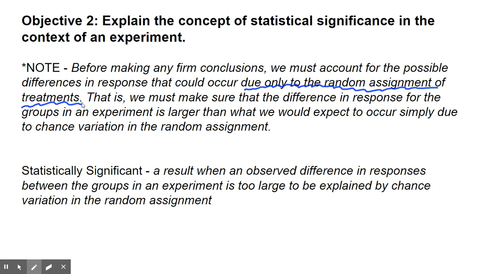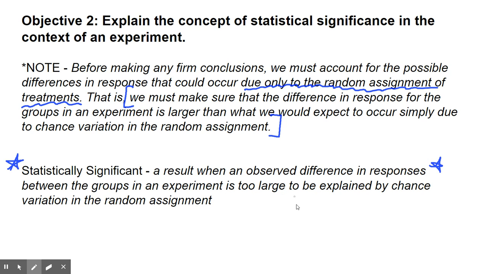And again, we make sure that the difference in the response for the groups in an experiment is larger than what we could expect to occur due to chance variation in the random assignment. Again, this is a very important sentence. We must make sure that the difference in response for the groups in an experiment is larger than what we would expect to occur simply due to chance variation in the random assignment, simply due to how the groups came out.